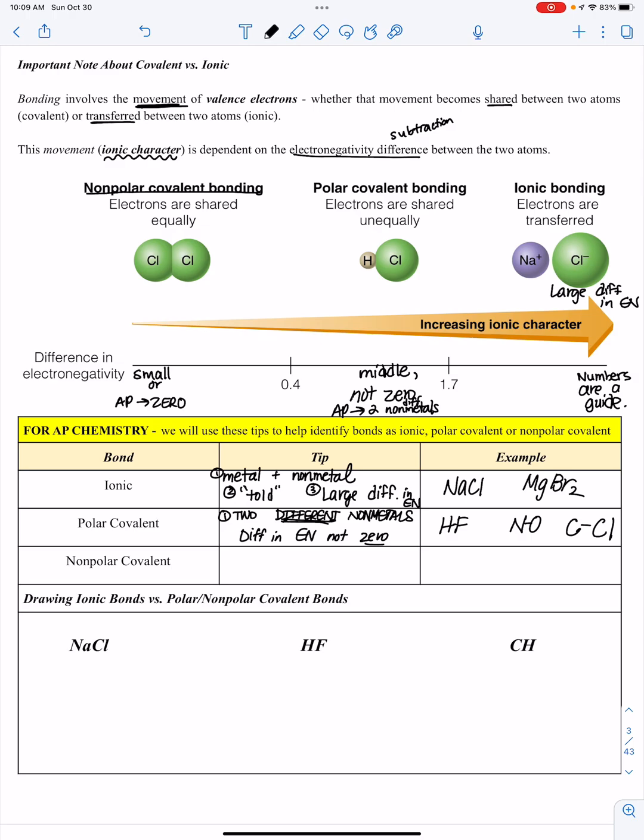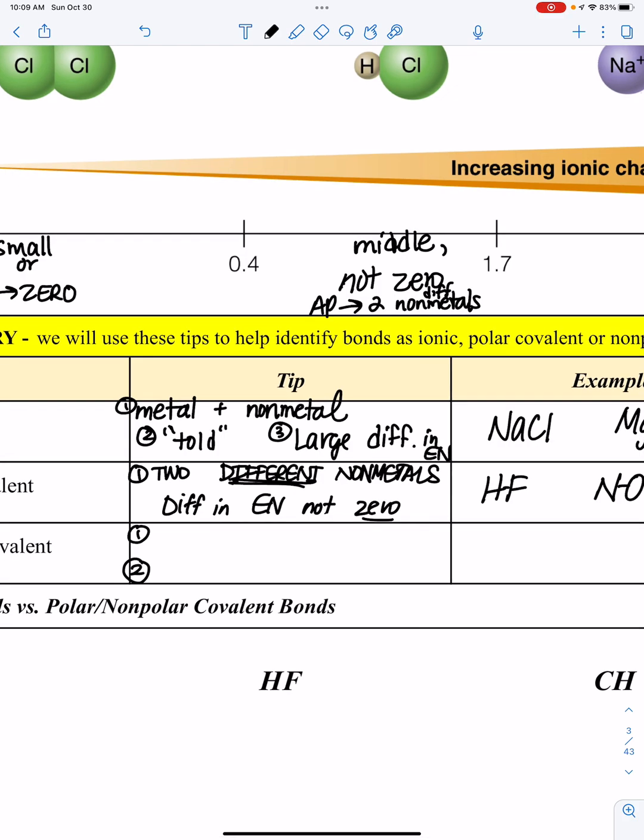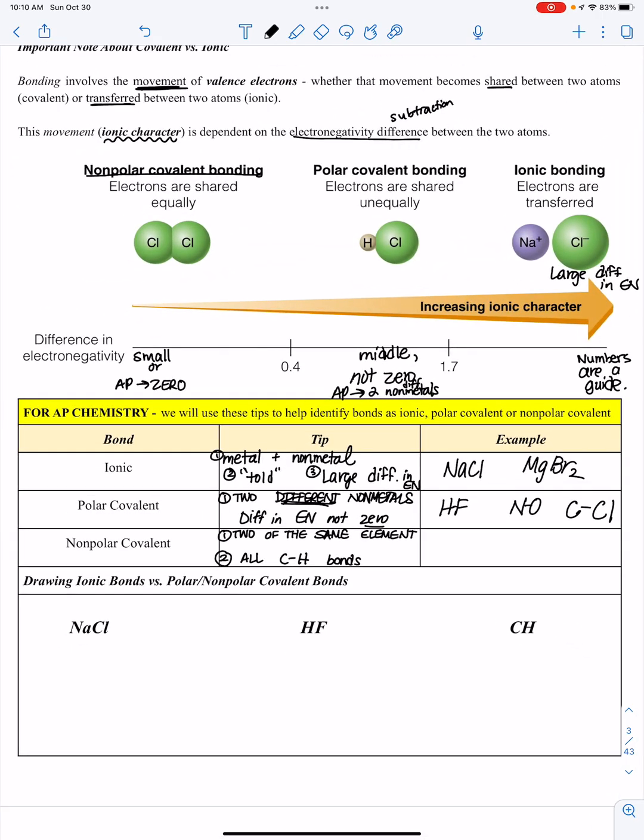And then for nonpolar covalent, I have 2 tricks for us here. I'm going to try and zoom in so you can see what I'm writing. The 2 tricks are 2 of the same element and all CH bonds. That is what the AP exam will say is nonpolar covalent. So if it's 2 of the same element, those are going to be nonpolar covalent. I'm talking about the bond, not the whole molecule. That's going to be a different story.